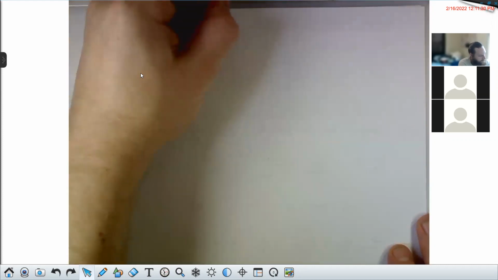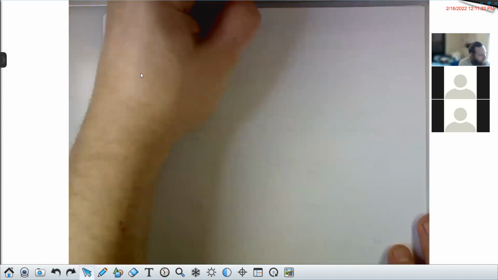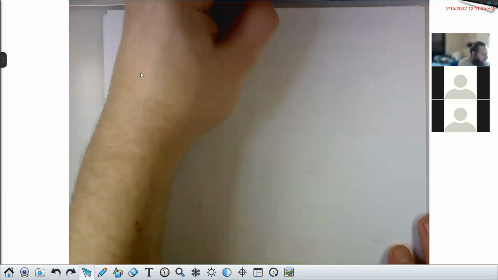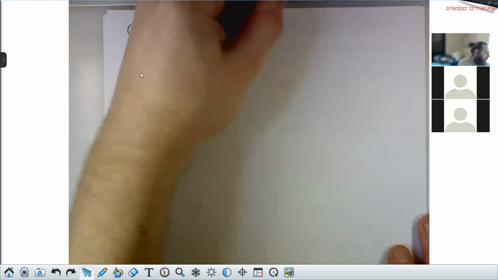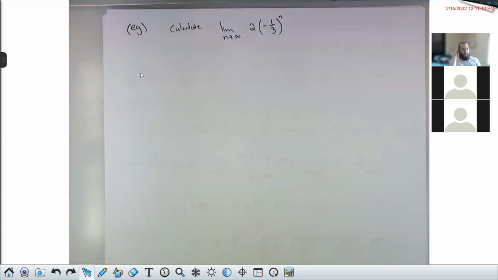calculate the limit as n goes to infinity of 2 times (-1/3)^n. This is a certain type of sequence called a geometric sequence, and I will discuss special named sequences on Friday. But just taking the limit of this guy at a glance is a little bit tricky. So here, I'm going to begin by showing you some algebra steps that are important to understand for this and other problems. And then we're going to introduce a little theorem.